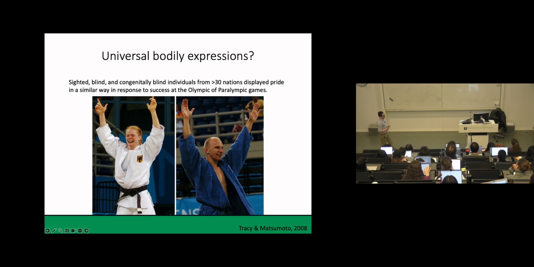And she studied them at the Paralympics and also had a control sample from the Olympics. And she found that sighted, blind, and congenitally blind individuals from more than 30 nations displayed pride using the same sets of behaviors as sighted people. Now, what does this mean? For me personally, it's really hard to reconcile how someone who has never seen in their entire life could have somehow socially learned the sets of behaviors that people do in response to pride experiences. Right, so it's much more likely that it's some sort of evolved and potentially universal feature of human behavior. Does that make sense?